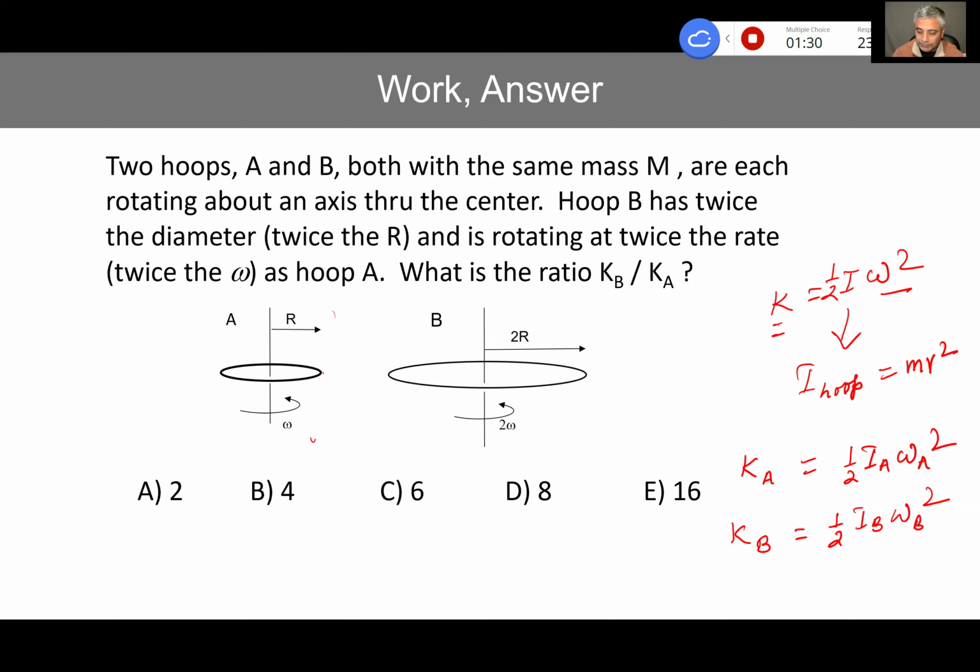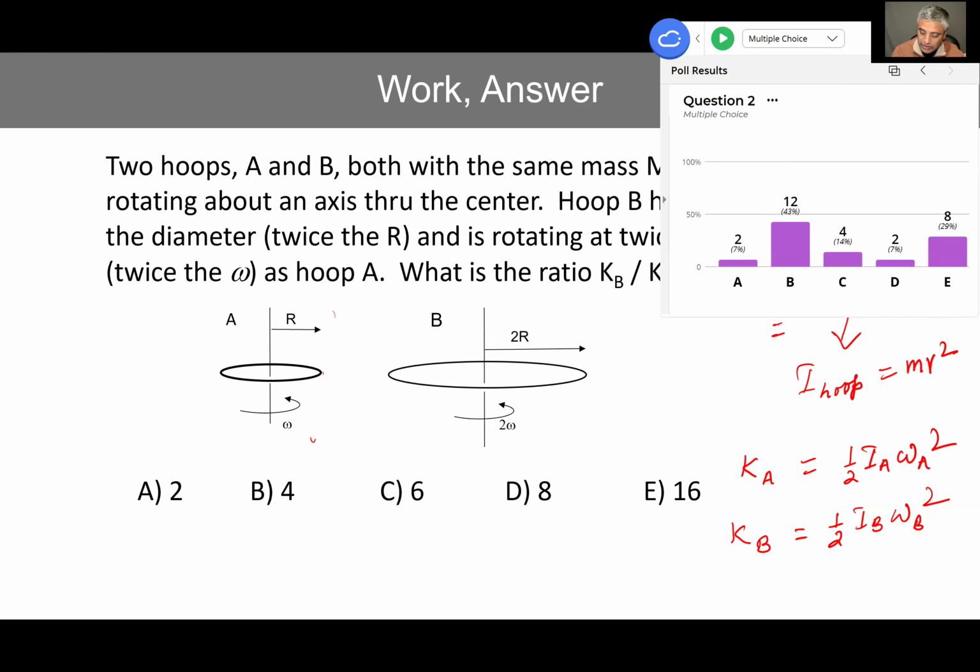30 more seconds. And 5 more seconds. 5, 4, 3, 2, 1, and it stops. Okay, let's see what we got. We got varieties, but there is a majority in B.